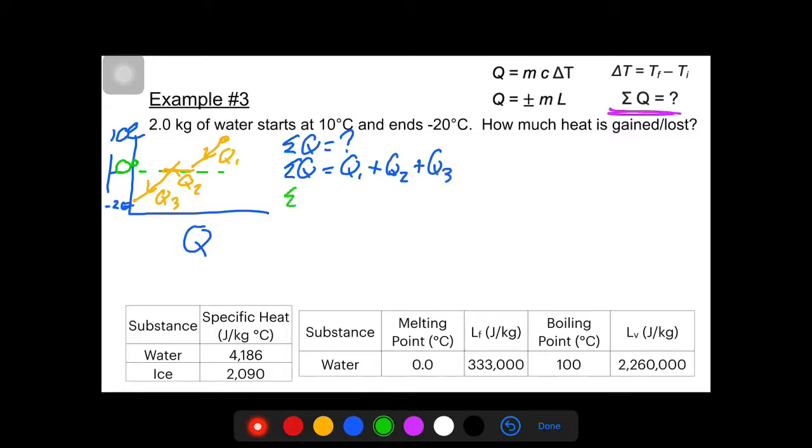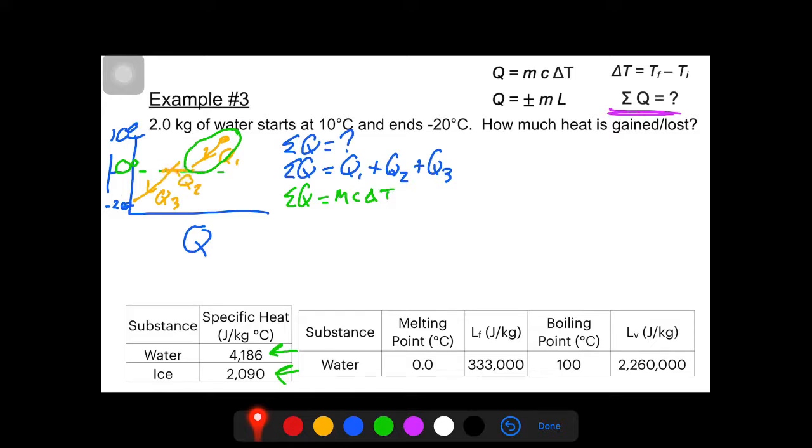Now I'll break this into its parts. When we talk about Q1, we are only talking about that portion right there. And when we look at Q1, we have to decide, is Q1 water or is Q1 the ice form of water? So liquid or is it solid? So from 0 to positive 10 degrees, it is liquid water. So just keep that in mind. This is going to be an mc delta T, and that's for liquid water.